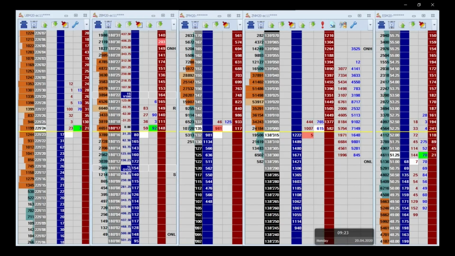So immediately I'm looking at this thing. If I get any sort of pushback, I'm just going to take it off. Just going to cover it pretty much right away.